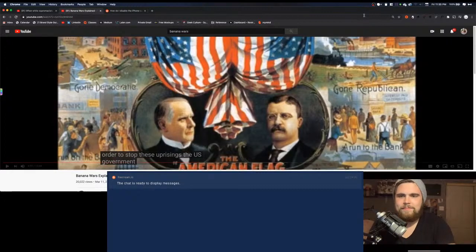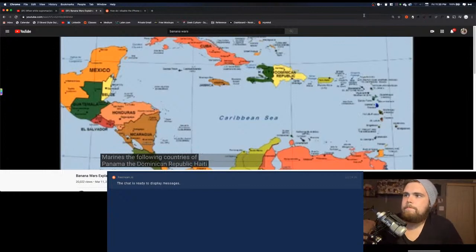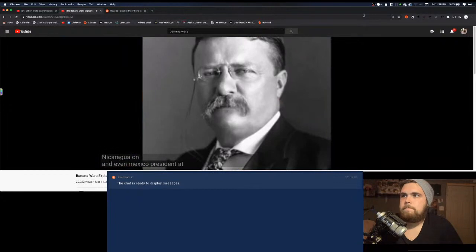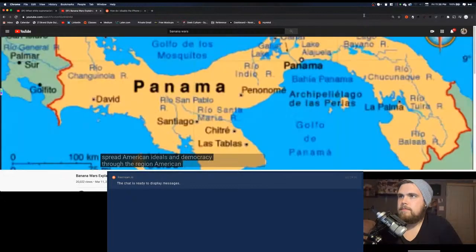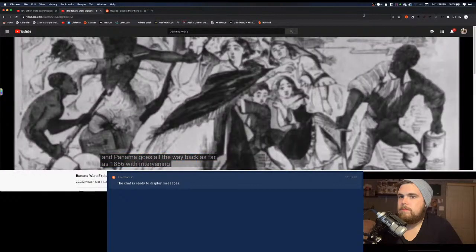Agreed and sent the U.S. Marines to the Dominican Republic, Haiti, Nicaragua, Honduras, and even Mexico. President at the time, Theodore Roosevelt, thought this was a good way to spread American ideals and democracy through the region. American involvement in Panama goes all the way back as far as 1856 with intervening during the Watermelon War. Yes, that was also a thing as well. Jeez, what's with everyone going to war over fruit?